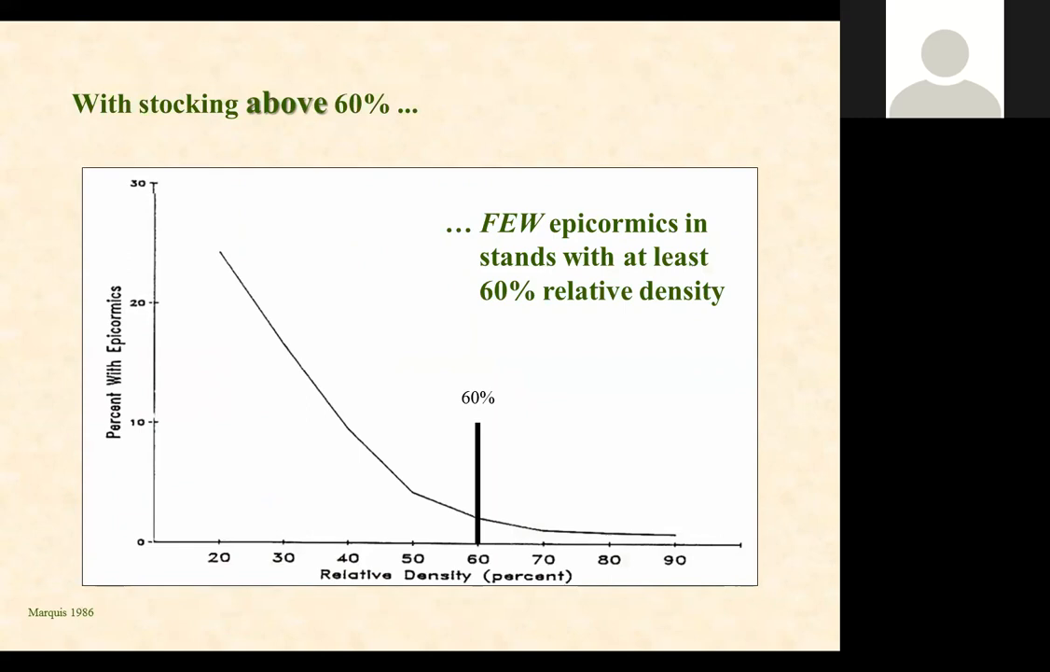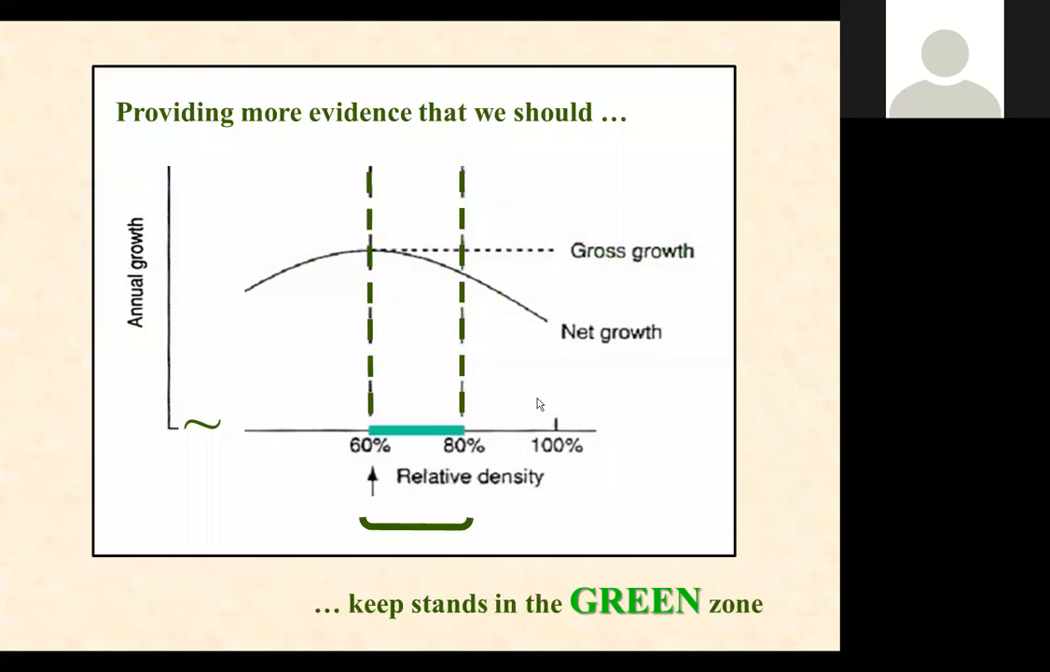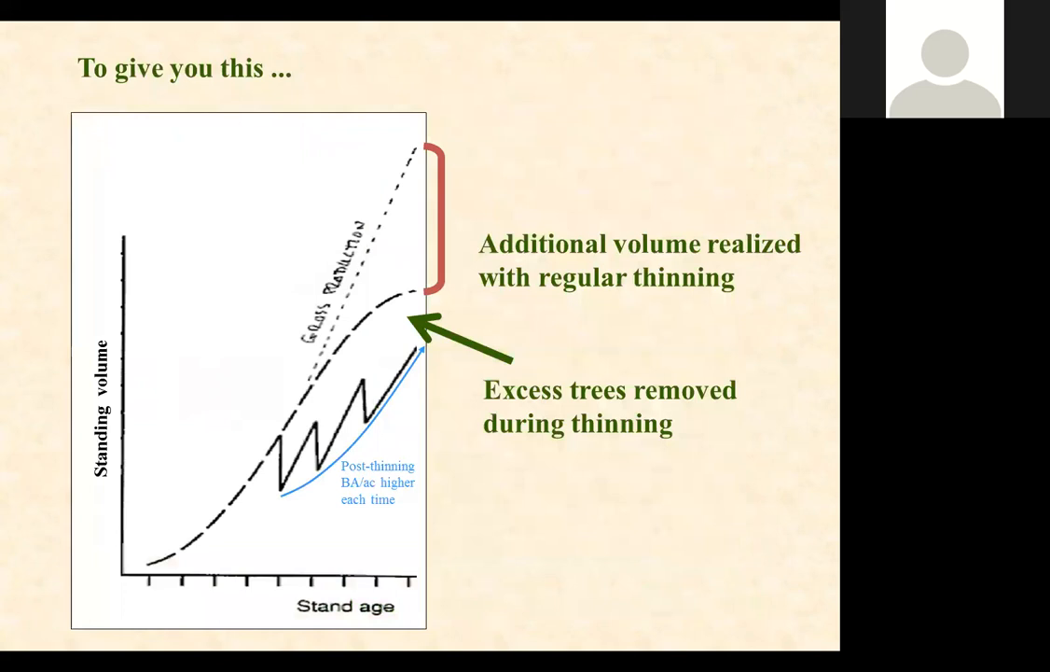So there we have a whole bunch of evidence which is supporting this idea of reducing stocking to 60%, letting the stand go to 80%, thinning it back, in the green zone represented by those two levels of stocking. And now back to the standard production function with volume increasing on the vertical axis, stand age increasing from left to right on the horizontal axis, and the dashed line in the middle is what we would see in the stand at any stage of development.